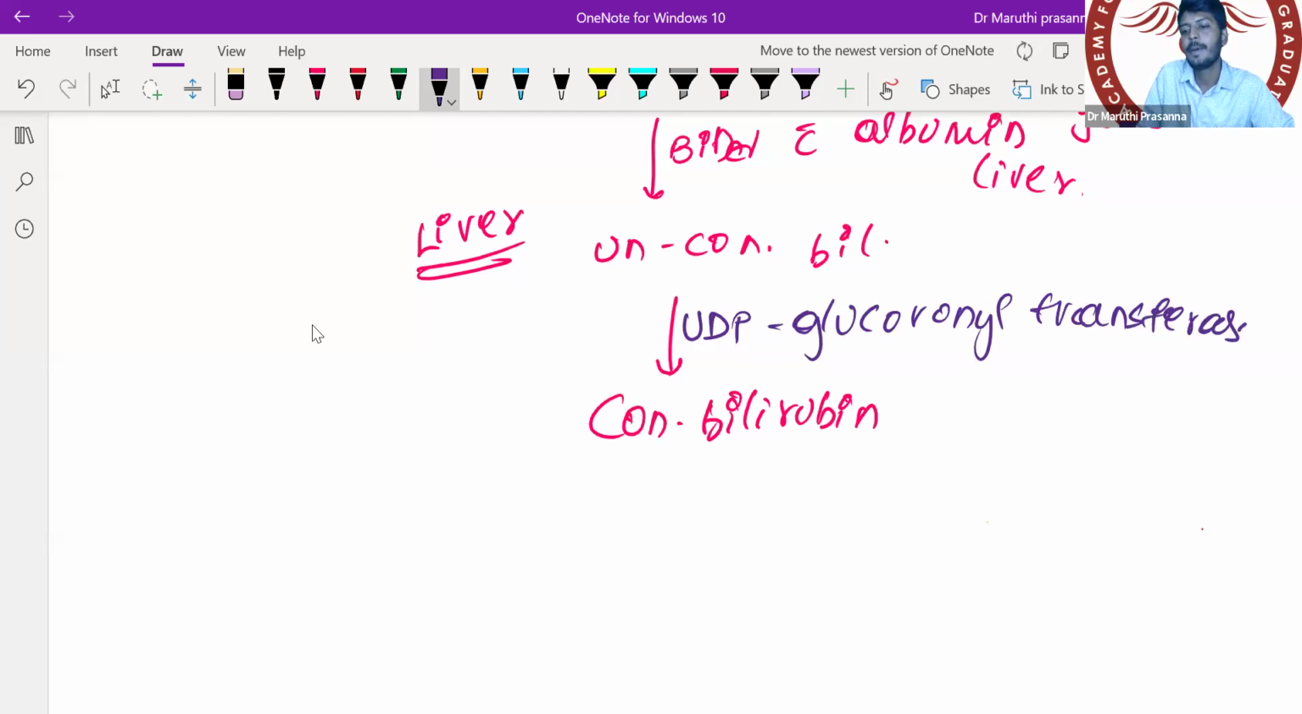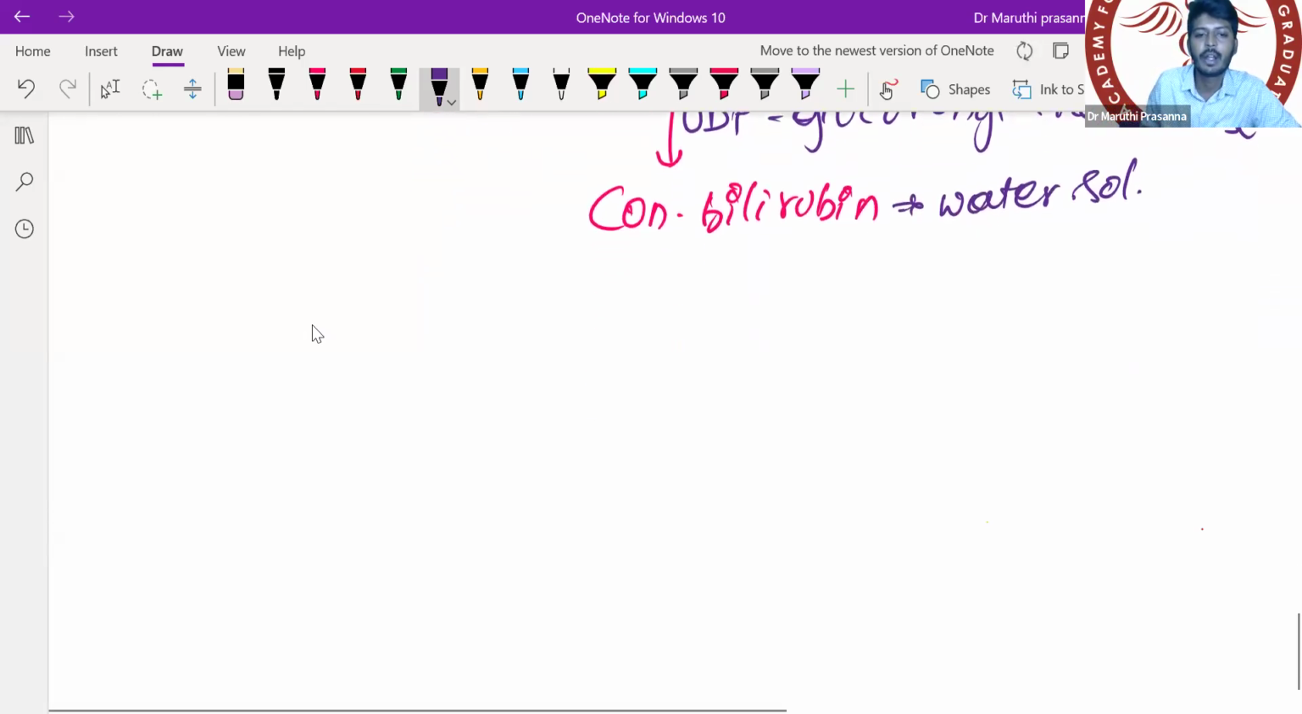Okay. So what is the purpose of conjugation of the bilirubin? The purpose of conjugation is very simple, sir. Conversion of this lipid soluble substance into a water soluble one. Okay, water soluble.